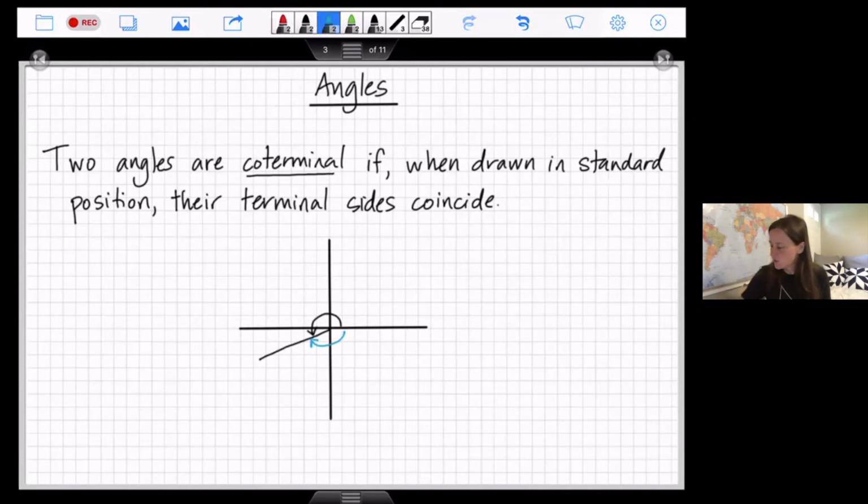We could also draw one that goes a full circle and then stops at that terminal side. This is getting a little too crowded for me to draw another one, but we could do a negative angle that's going to do a full circle and then make it over to the same terminal side. So you could do as many full circles in either direction that you wanted to and then stop at this terminal side. So any angle actually has an infinite number of angles that are coterminal with it. Usually we just want to find one or two.